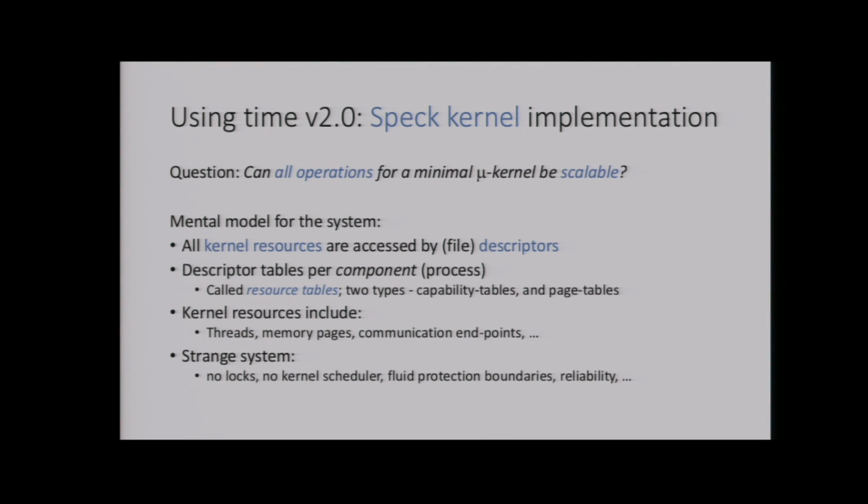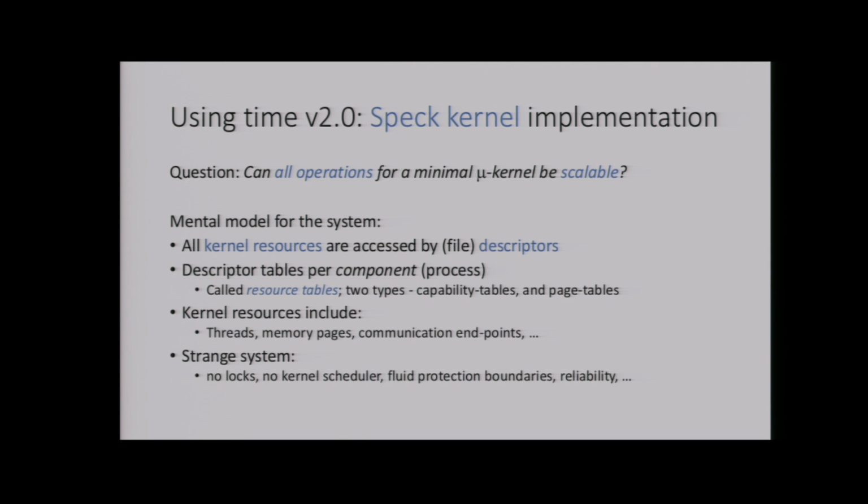So the mental model of the system that you should have is that all of the kernel data structures are descriptor tables. And really, you can think of these as like file descriptor tables. Every single kernel resource is associated with one of those descriptors. Kernel resources include things like threads, communication endpoints, et cetera, pages, frames of memory, whatnot. So we have these descriptor tables. They index all these kernel resources.